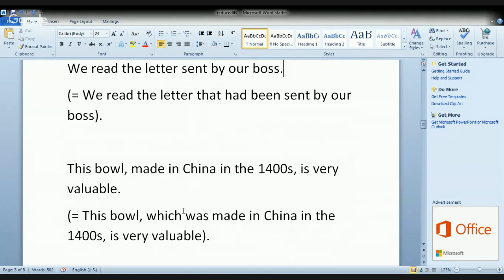So what we're doing here is this is our main verb, "was made." It's in the past simple passive here. The verb "was" is the past simple of the verb to be, which is our main structure for the passive tense, with the past participle here, "made." And so what we're doing is taking out "which was" and just substituting it with "made," which is the past participle. Hopefully that's all understandable.